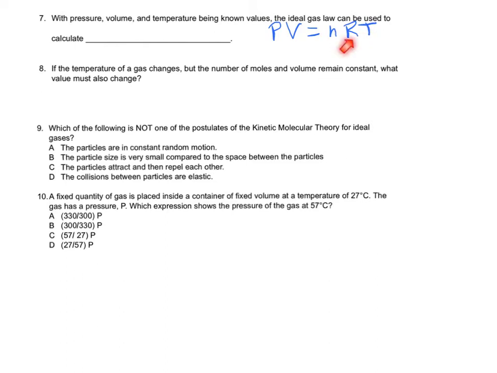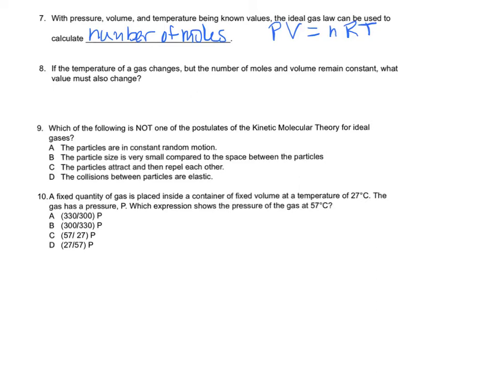Well, R is the constant, so you don't calculate that, that's known. The only thing that is left is n. So you can calculate the number of moles of your gas particles. All right, number 8.